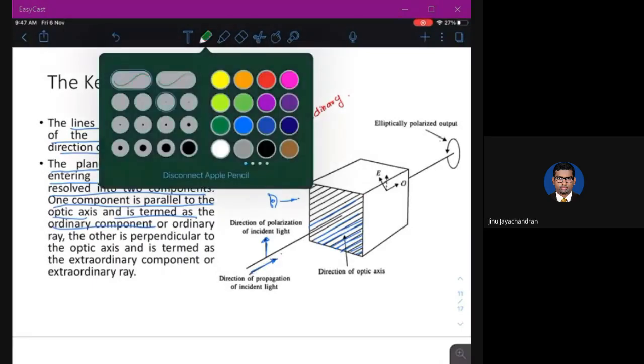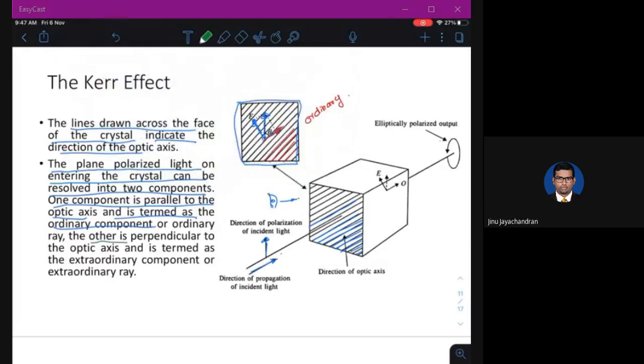And the other is perpendicular to the optic axis and is termed as the extraordinary component or extraordinary ray. This is perpendicular to the optic axis. So basically your optic axis is like this. There's a component like this. This is perpendicular to the optic axis. This is called as extraordinary component. Okay. So this is the direction of optic axis.